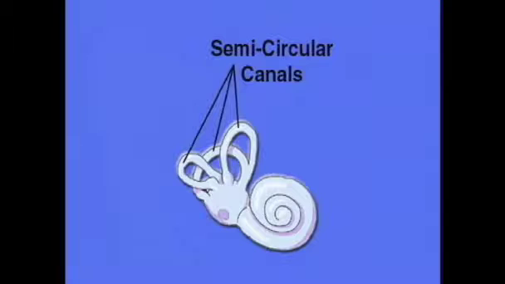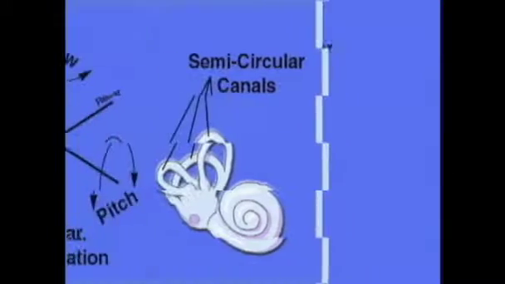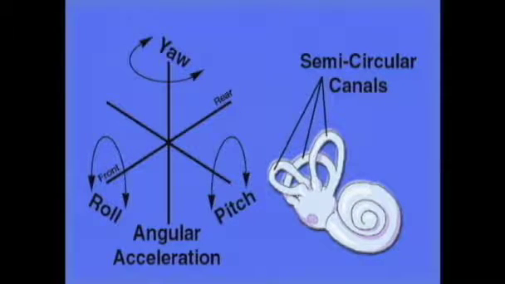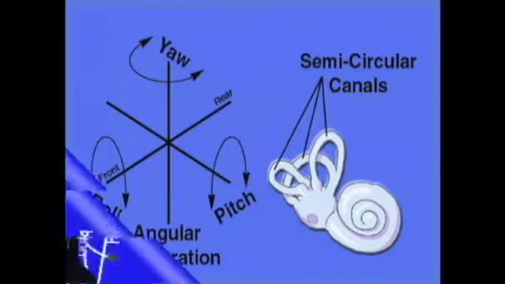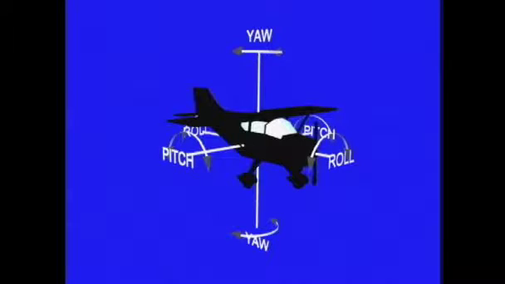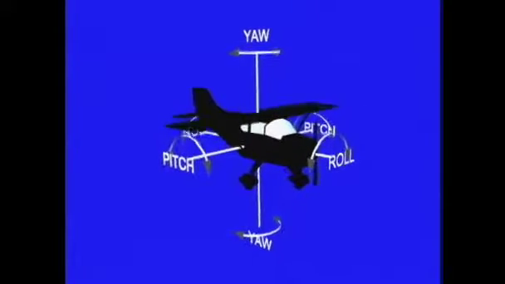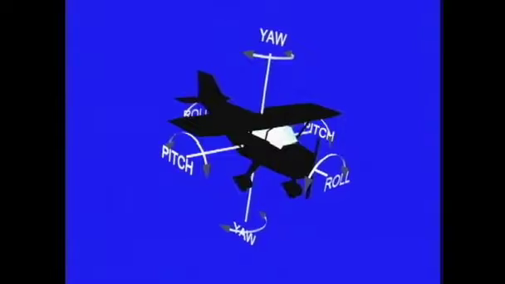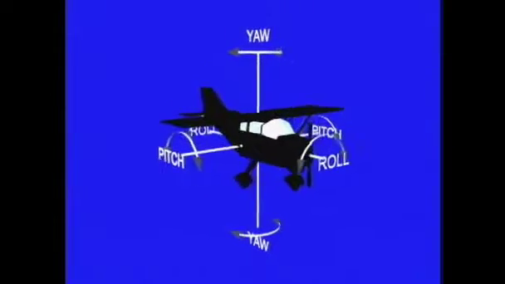Three half-circular interconnected tubes inside each ear comprise the semicircular canals. The semicircular canals of both inner ears monitor angular acceleration and sense rotation in three dimensions. The planes of the three canals in each ear correspond to the roll, pitch, or yaw motions of an aircraft.